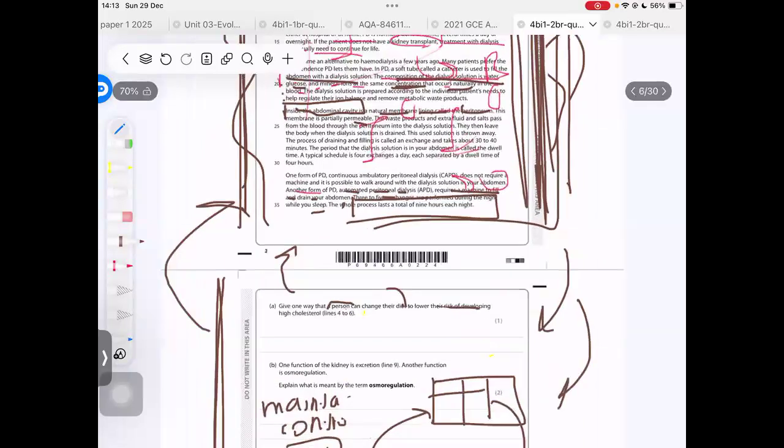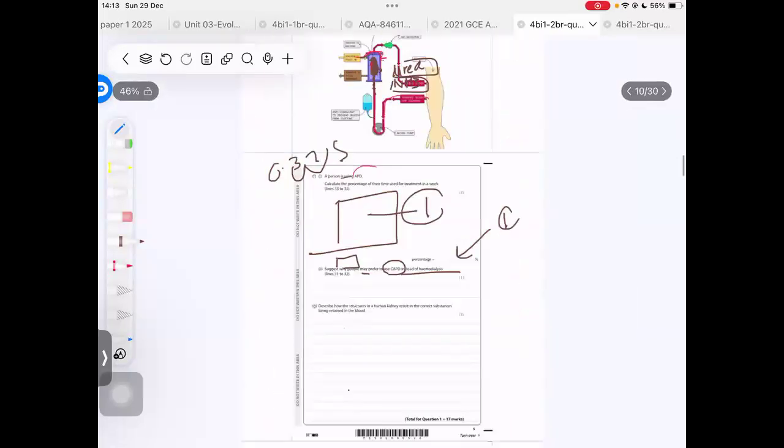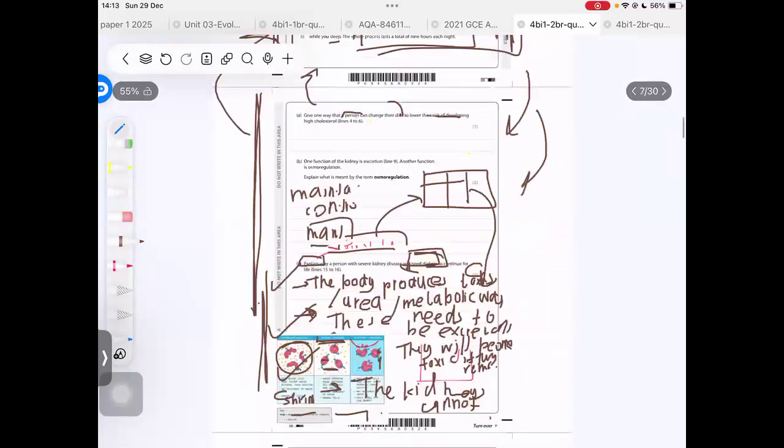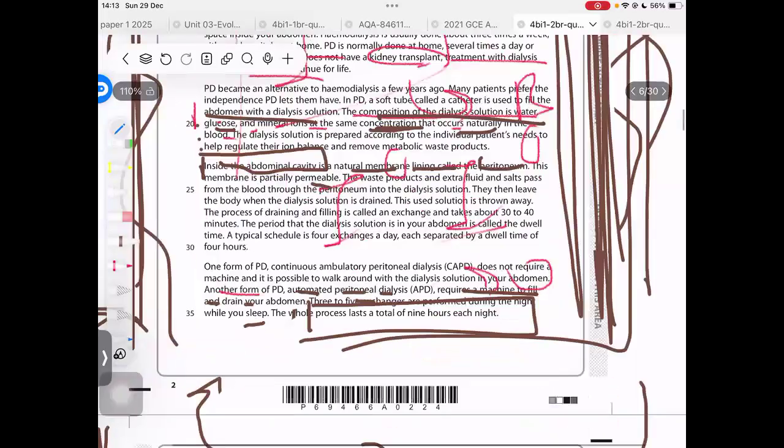So here they asked us to go through lines 31 to 32, right? So 31 to 32, one form of PD, continuous ambulatory peritoneal dialysis, does not require a machine. So they are saying a form of peritoneal dialysis called CAPD, right? Again, it's a dialysis done near the peritoneum. That's what you call peritoneal dialysis, right? So there is a special form of peritoneal dialysis called CAPD, continuous ambulatory peritoneal dialysis.